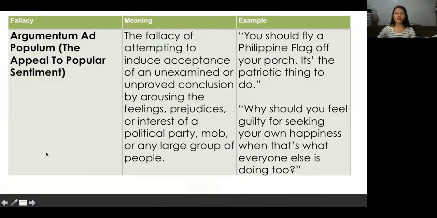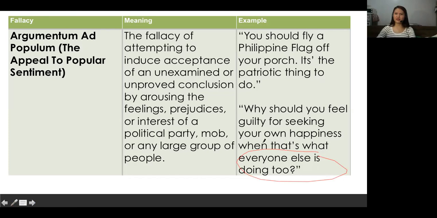Next is argumentum ad populum, the appeal to popular sentiment, the fallacy of attempting to induce acceptance of an unexamined or unproved conclusion by arousing the feelings, prejudices, or interests of a political party, mob, or any large group of people. You should fly a Philippine flag off your porch. It's the patriotic thing to do. Why should you feel guilty for seeking your own happiness when that's what everyone else is doing too? See? Ginagawa naman ng lahat, gawin mo rin.